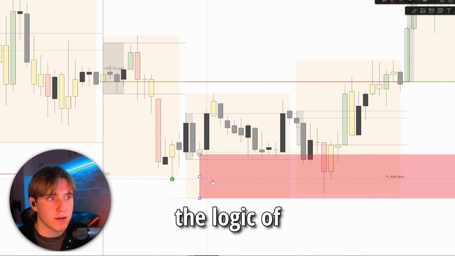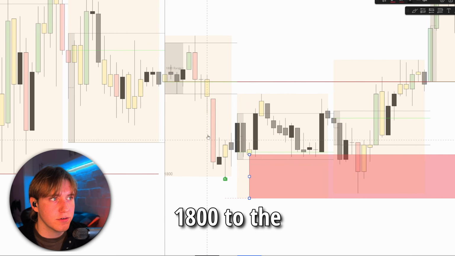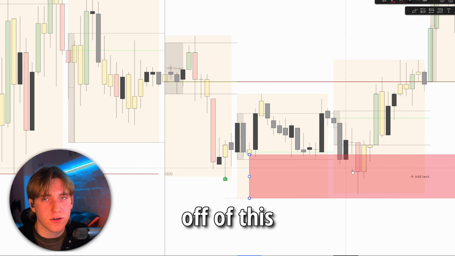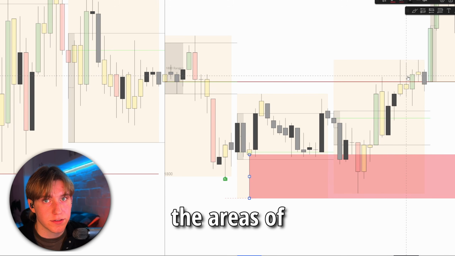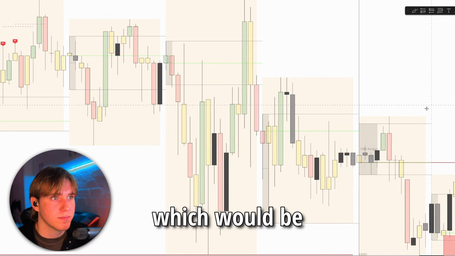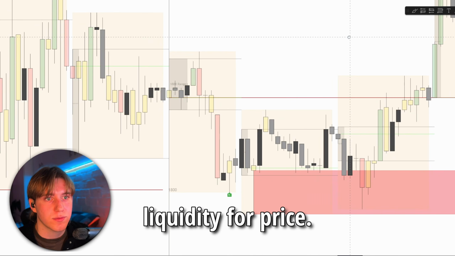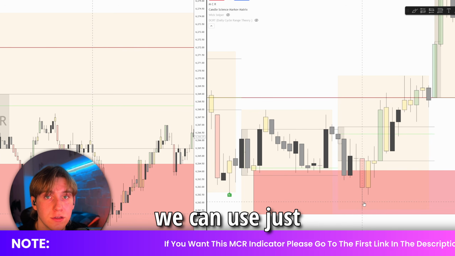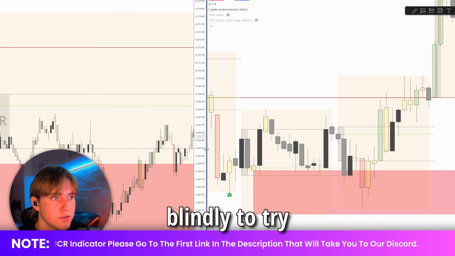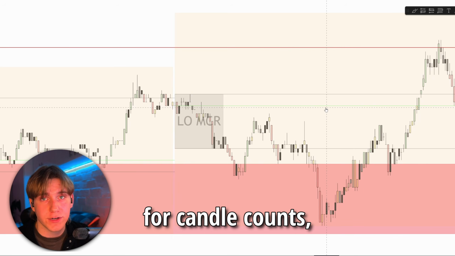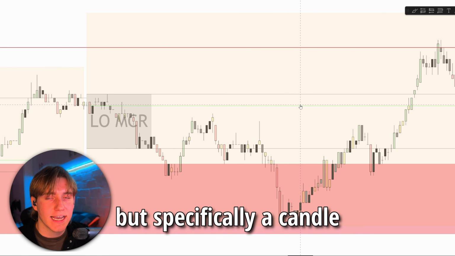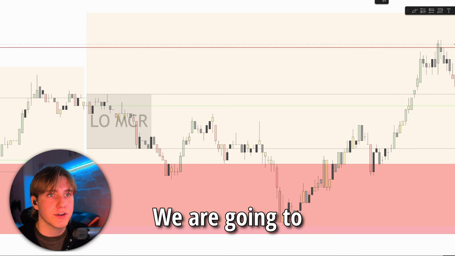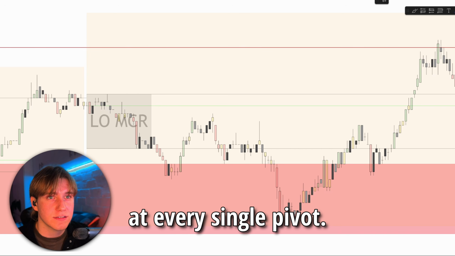So if that's the logic of just using that and the previous day 1800, the 1800 of our day being above, so we're looking for buys, we're looking for price to react off of this previous profile edge to go to the areas of interest that we have marked previously, which would be previous profile highs, acting as drawn liquidity for price. So let's hop down to the 1 minute and see what we can use just blindly to try and find a trade. So we're looking for candle counts, but specifically a candle count that is being confirmed with a doji. We are going to be finding dojis almost at every single pivot.